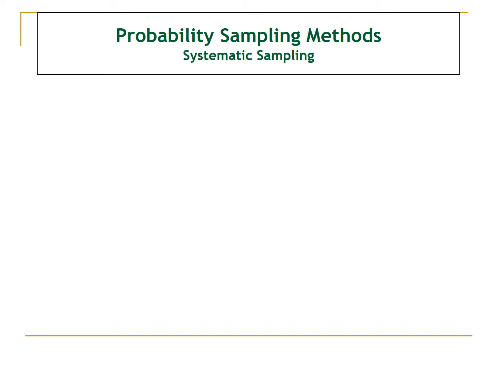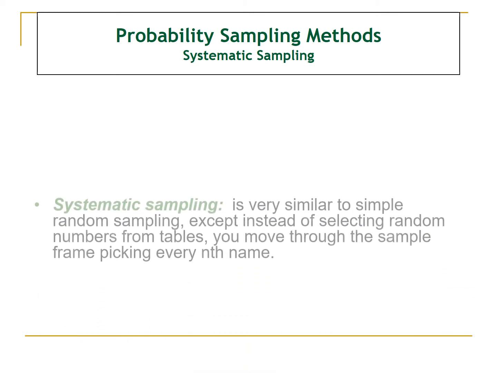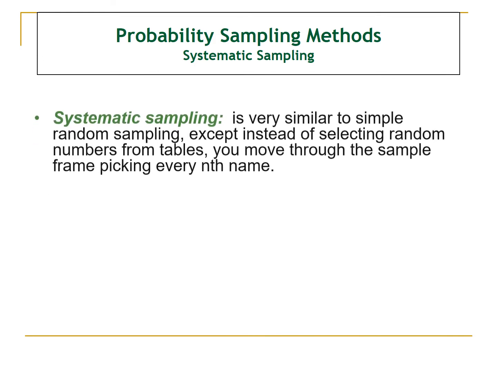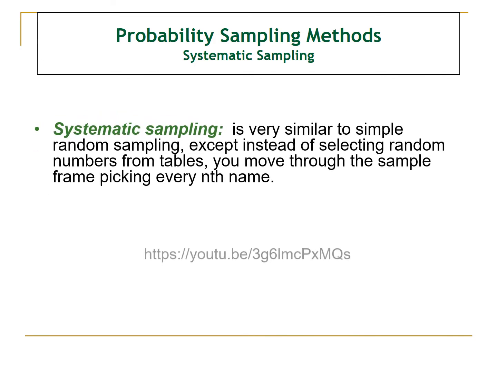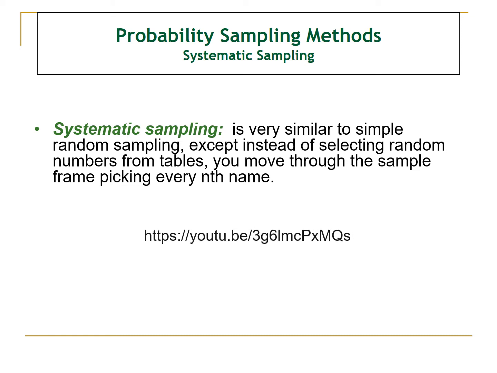The second probability sampling method is the systematic sampling. Systematic sampling is very similar to simple random sampling, except instead of selecting random numbers from tables, you move through the sample picking every nth name. In systematic sampling, there is a system in selecting your samples. Click the link below to watch the video on how to use systematic sampling technique.